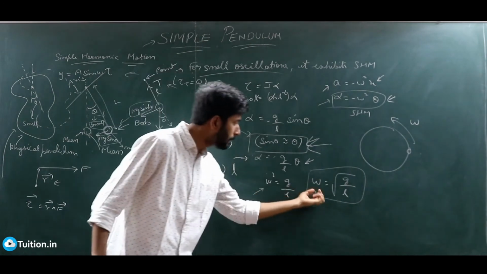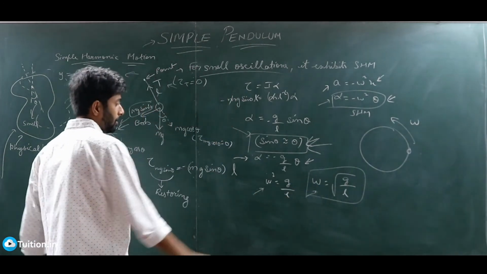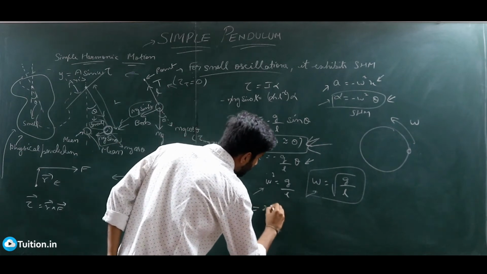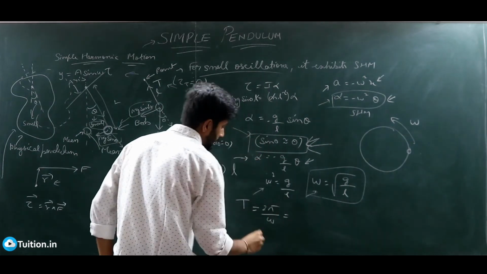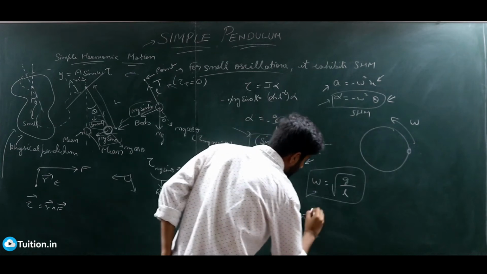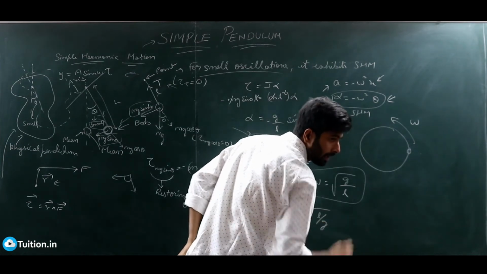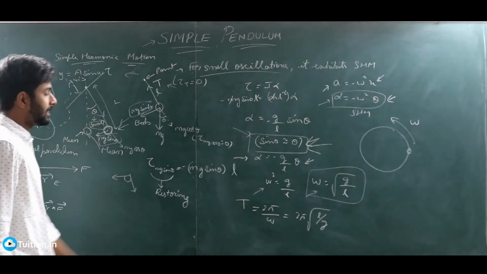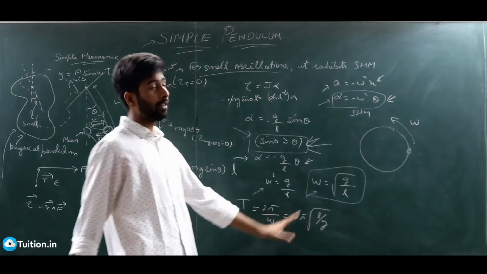This is the time period for oscillations, right? From here I'll get the time period for oscillation. Time period is nothing but 2 pi by omega, and that's nothing but 2 pi under root L divided by g. So as you can clearly see, the time period is independent of mass.